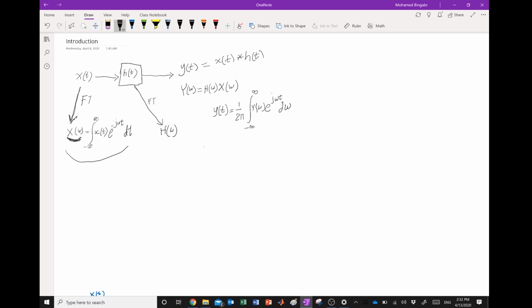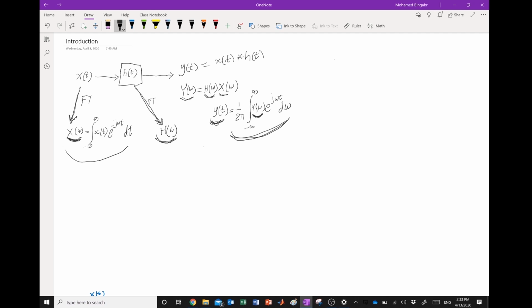If I apply the same thing, the Fourier transform of h of t, we will get the frequency response, h of omega. Now to find the output y of omega is just the multiplication of h of omega and x of omega. If I want to hear or see the output in the time domain, y of t, I do the inverse Fourier transform of the spectrum of the output.